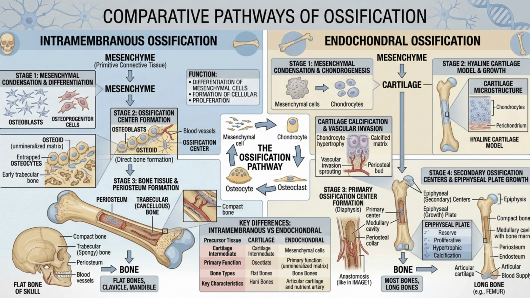The second type is endochondral ossification. In this process, a cartilage model is gradually replaced by bone. This is the major mechanism responsible for the development of most long bones.